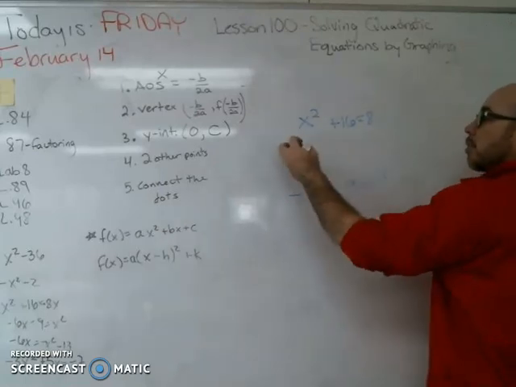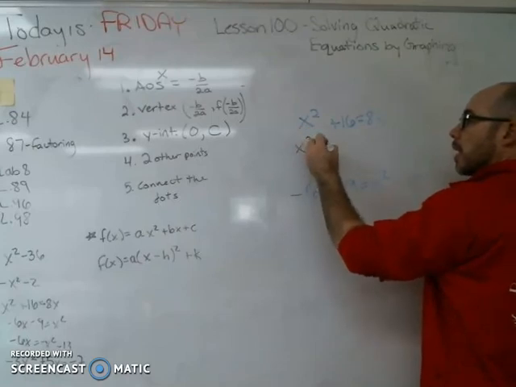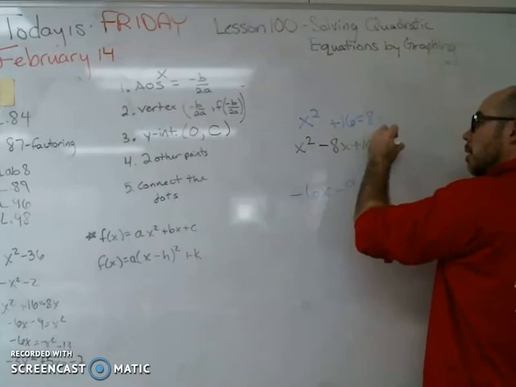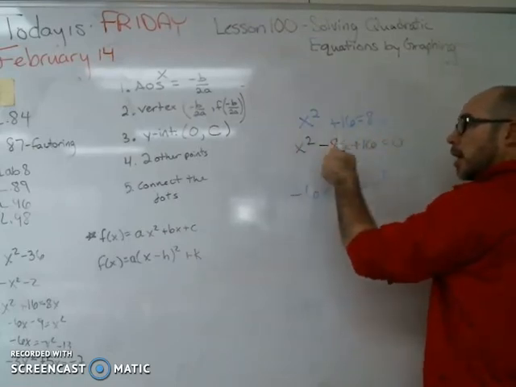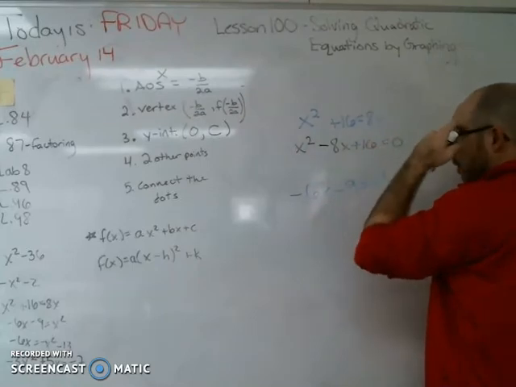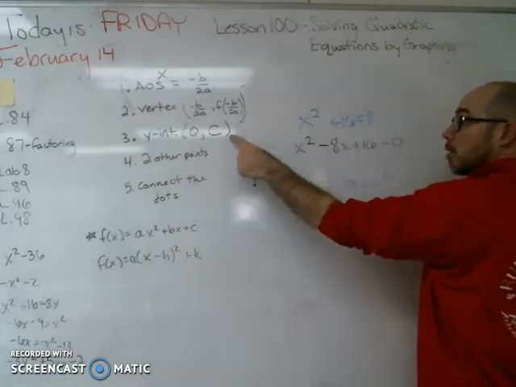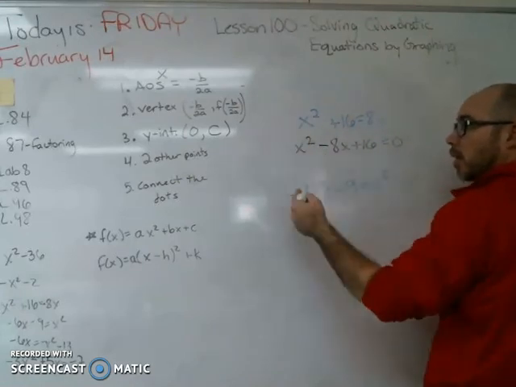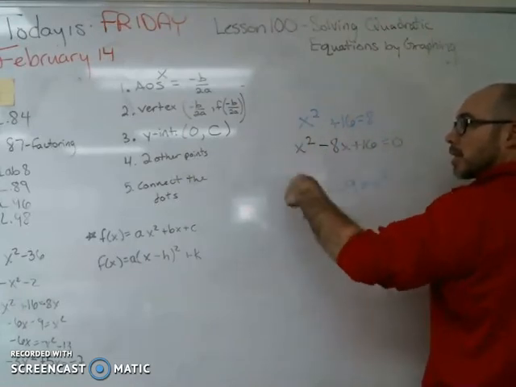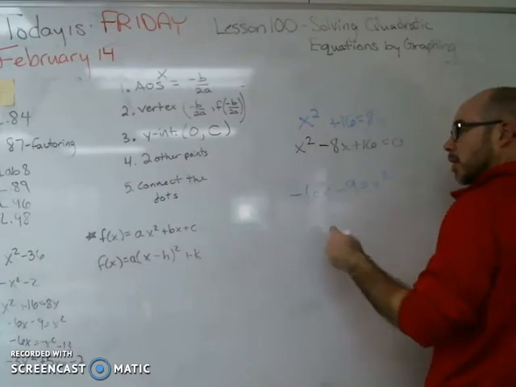And that 8x needs to move over here. So this becomes x squared minus 8x plus 16 equals 0. And we've got a 1 for A, a negative 8 for B, and a 16 for C. Where we can go ahead and do these things with it to get our shape. Opens up. We can figure out where it crosses. We can figure out its intercepts, its vertex, axis of symmetry, all that.